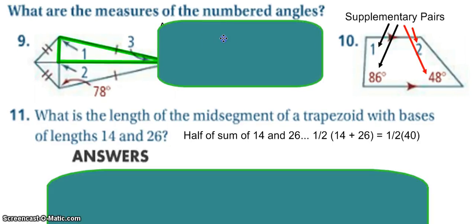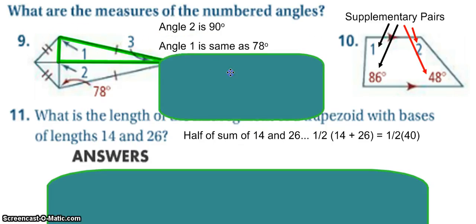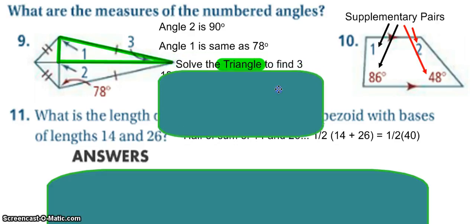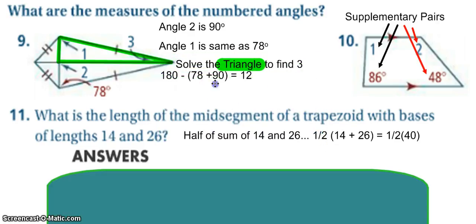Alright, in number 9 here, we start easy and we say that angle 2 is 90 because it's at the intersection of the diagonals. Angle 1, you need to be a little bit more familiar with kites to figure this out, but angle 1 will be the exact same as 78 because they're in the same location in my shape. We can also prove that based off the isosceles triangle that we create on the one side. So we see angle 1 is 78 degrees, and then I solve the triangle to find angle 3, which comes out to be 12 degrees.